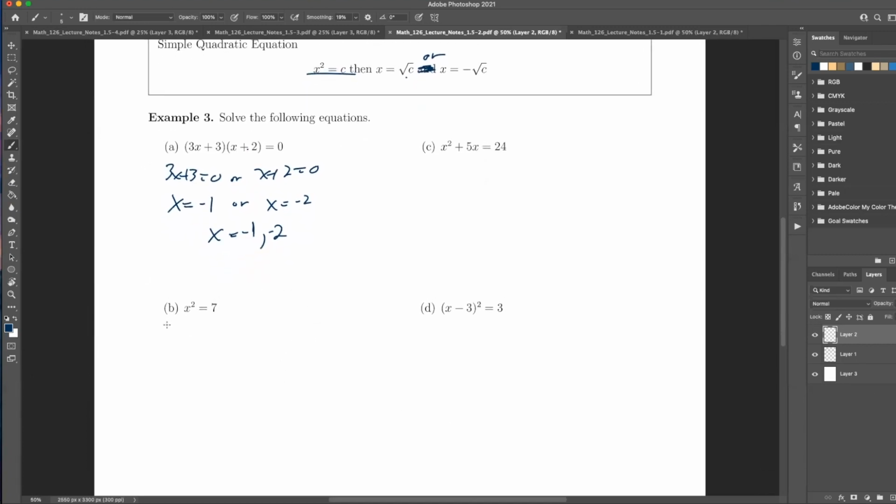So here we have x equals square. That means x is equal to the square root of 7, or x is equal to minus the square root of 7. Usually what we write is x is equal to plus minus square root of 7. So this plus minus symbol means both square root 7 and negative square root 7.